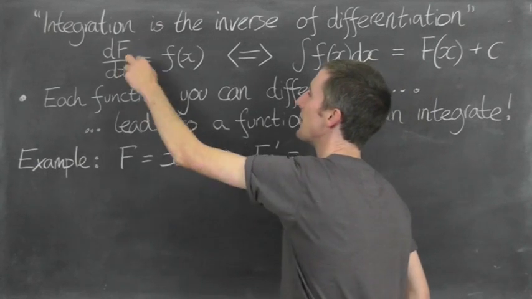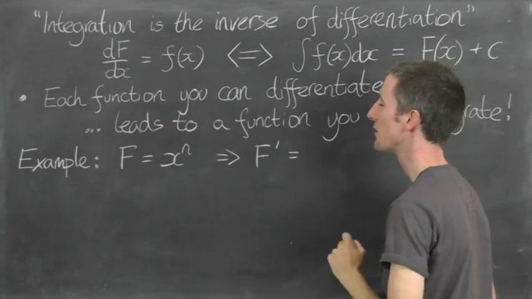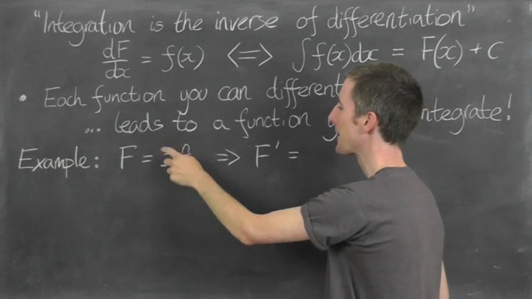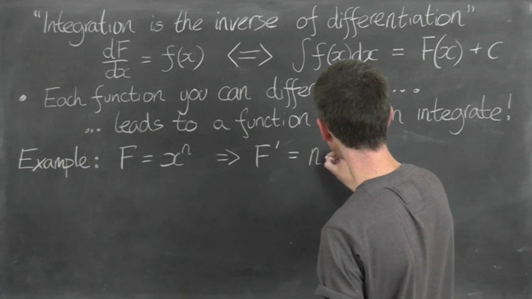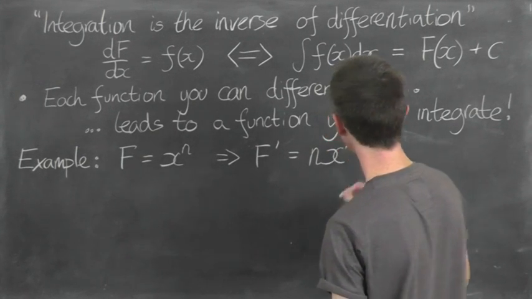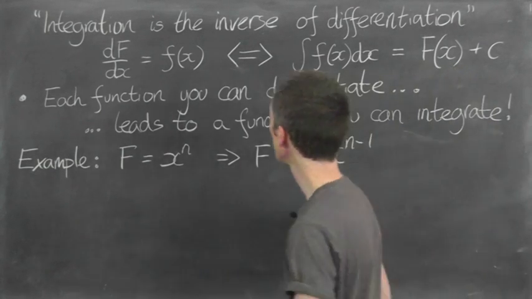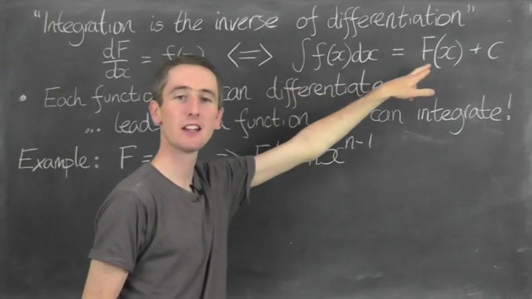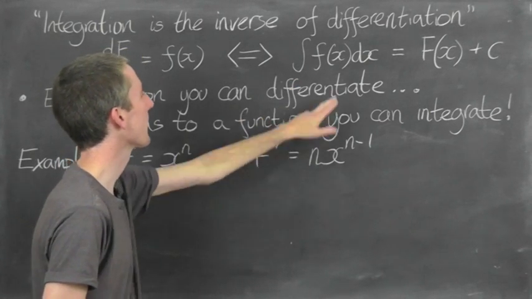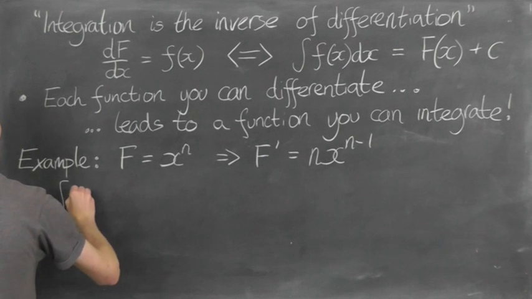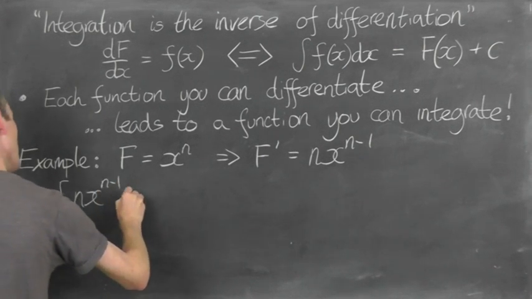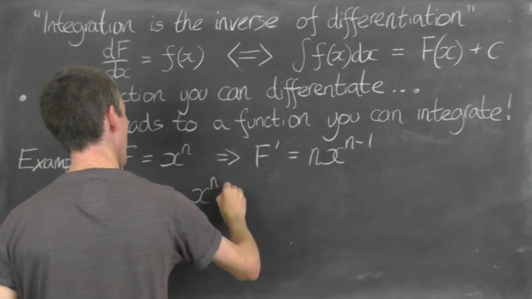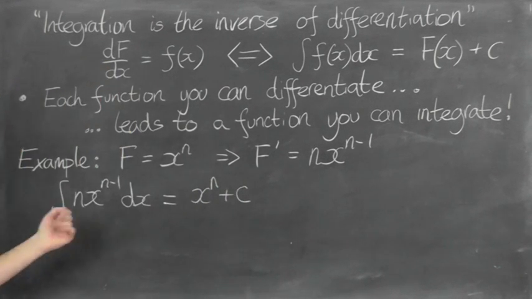I can write the derivative as f prime as a shorthand, and I just have to take the derivative here. So what happens? I bring down the power and I lower the power by 1. Hopefully very familiar for you. Now, I've got a function I can differentiate, which means that I have a function I can integrate. And so I can write this side like this. I can say that the integral of n x to the n minus 1 dx equals x to the n plus the constant. There we have a result.